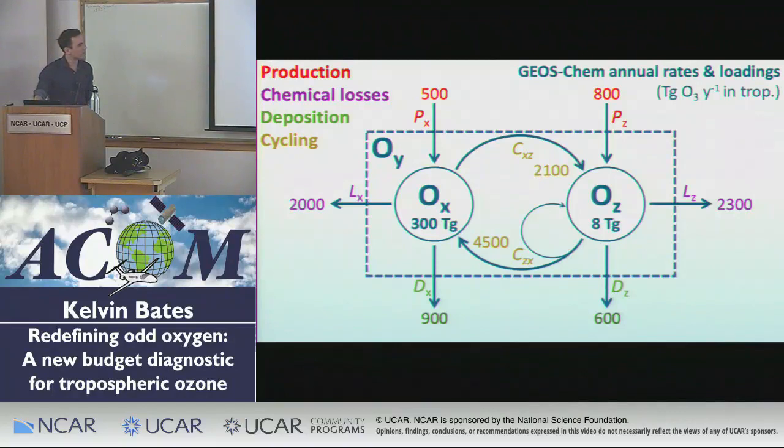So beyond providing a consistent definition of odd oxygen and accounting for the cycling of OX and HOX and connecting ozone to its real terminal sources and sinks of molecular oxygen and water, we get some fun implications for understanding tropospheric ozone from this framework, which I will start going into now.